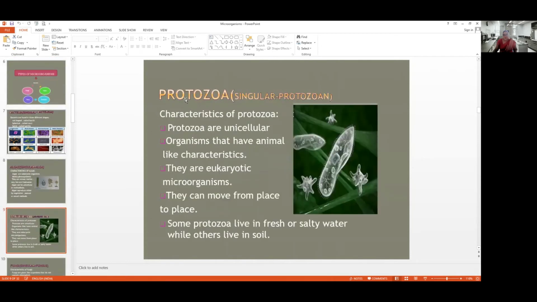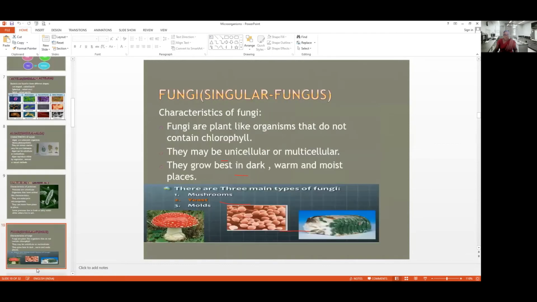The next one, protozoa, singular, protozoan. What are the characteristics of protozoa? It is a unicellular organism, that is, a single cell performs all the functions. They have animal-like characteristics, and these are also eukaryotic organisms, and they can move from one place to another. Some protozoa live in fresh water or salty water, while others live in the soil. The study of protozoa is called protozoology.